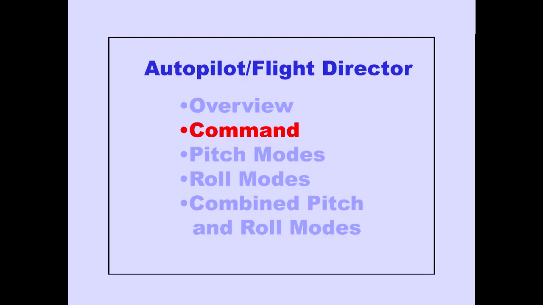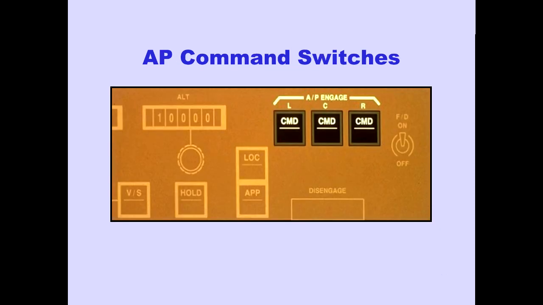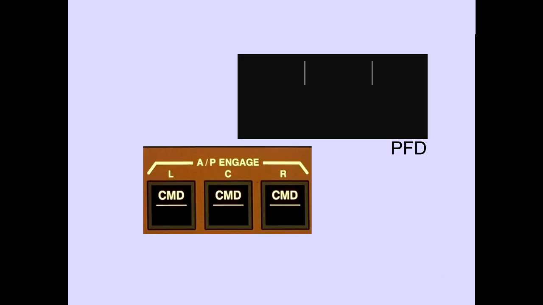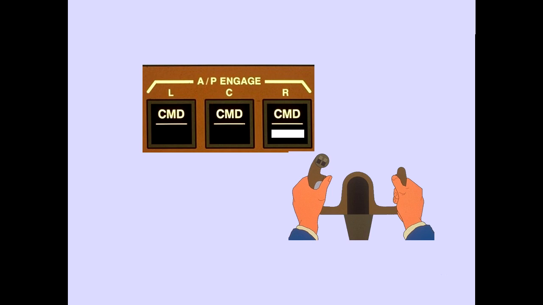Now let's discuss engaging an autopilot in command. There are three command switches, one for engaging each autopilot, left, center, and right. To engage an autopilot, push the command switch. Engagement is indicated on both PFDs. The light bar in the command switch indicates which autopilot is selected. If you wish to engage a different autopilot, you must first disengage the engaged autopilot, then push the desired command switch.